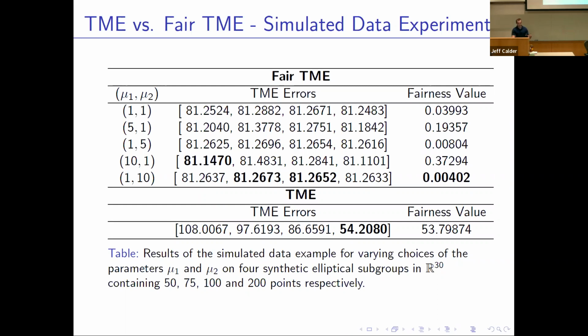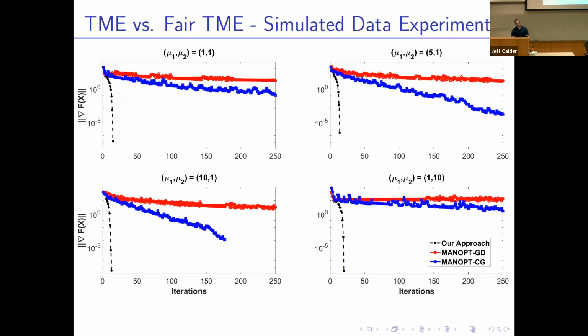Besides doing simulated data, we also worked with some real data sets. But before that, I want to look at this picture a little bit. We might not get too much time for the real data set, but I do want to talk about this. These are various convergence plots for applying cubic regularized Newton to the fair TME model. Again, we choose to apply cubic regularized Newton. You don't have to. You can apply other algorithms.